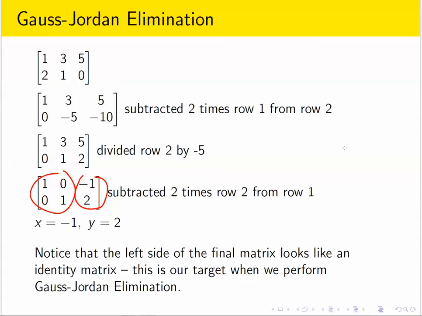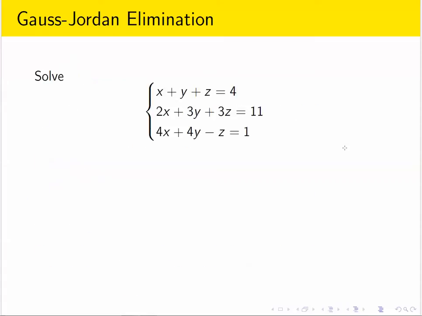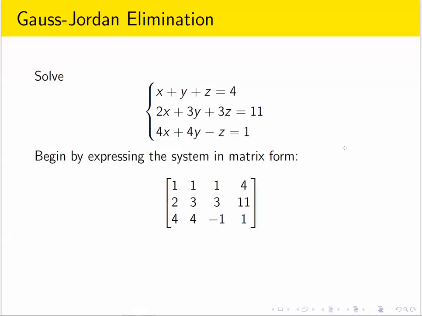So let's see this strategy applied again, this time with a bigger system. Let's use a system of 3 equations with 3 unknowns. Again, we're going to express it in matrix form by taking the coefficients and writing them in columns. So this first column has just coefficients of x. The second column, coefficients of y. The third column, coefficients of z. And the last column are the values on the right sides of the equal signs.